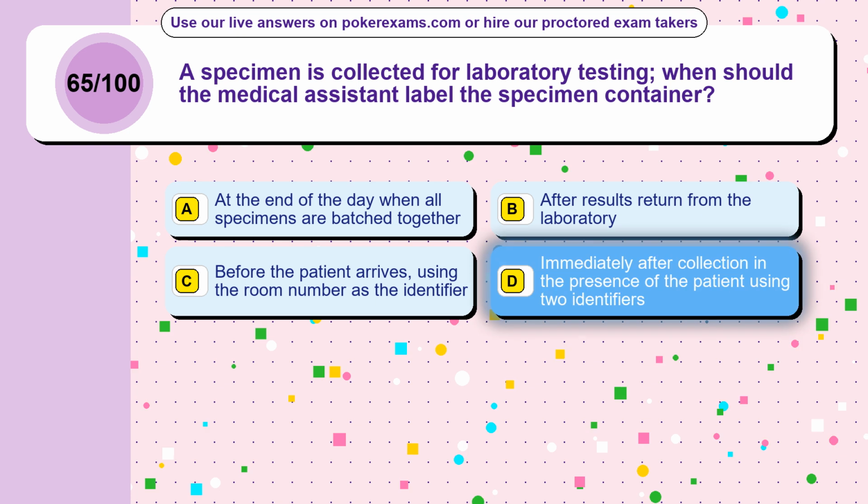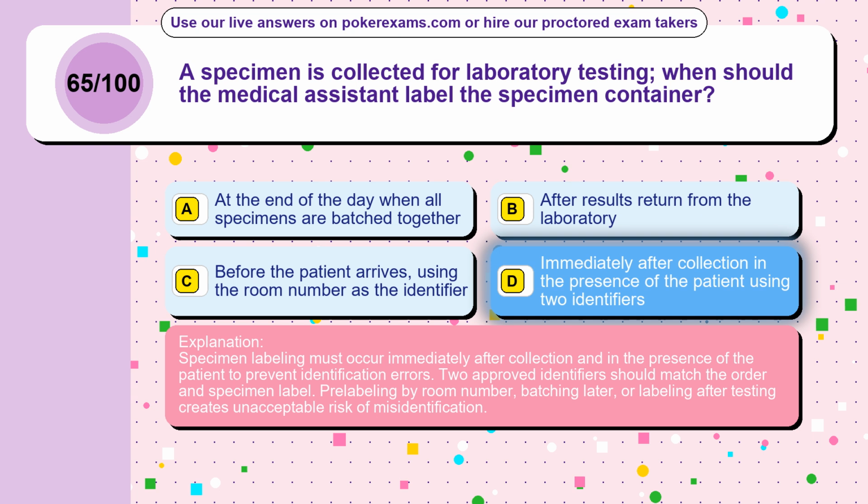The correct answer is option D. Immediately after collection in the presence of the patient using 2 identifiers. Specimen labeling must occur immediately after collection and in the presence of the patient to prevent identification errors. 2 approved identifiers should match the order and specimen label. Pre-labeling by room number, batching later, or labeling after testing creates unacceptable risk of misidentification.